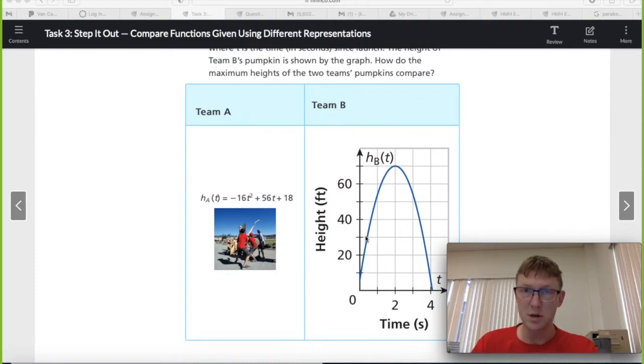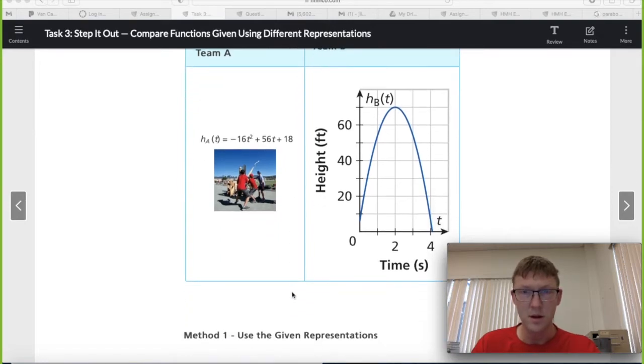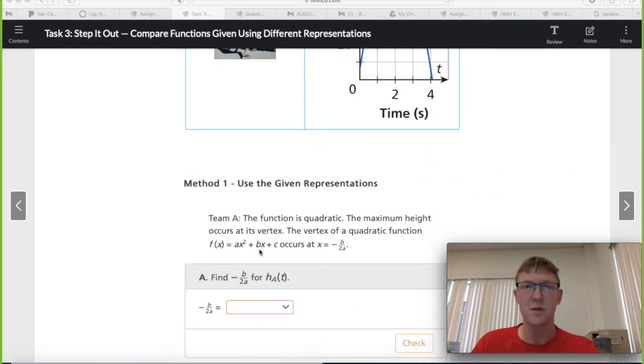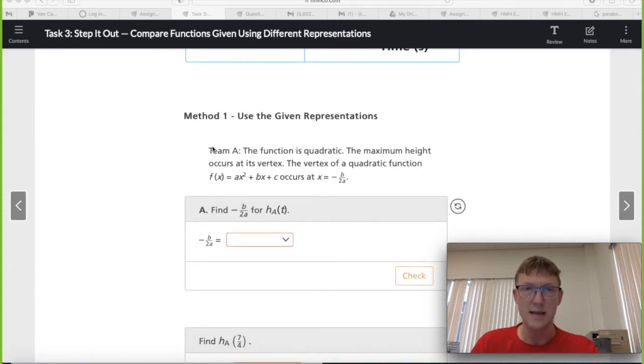So this is your graph. Your maximum height, you can clearly see, is right here. And so now we would need to figure out where the maximum height for here is. So method 1, use the given representations. Let's see what they're asking for here.